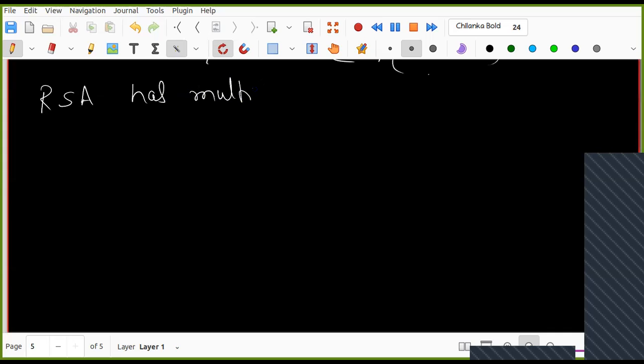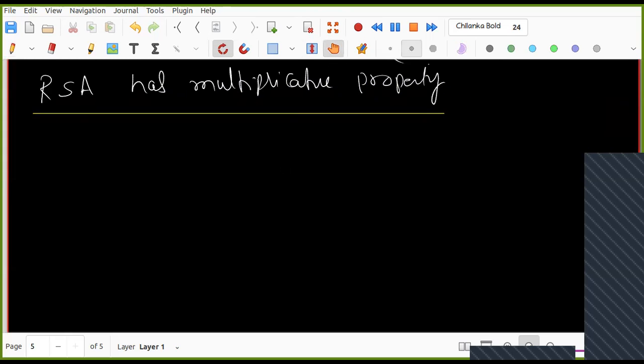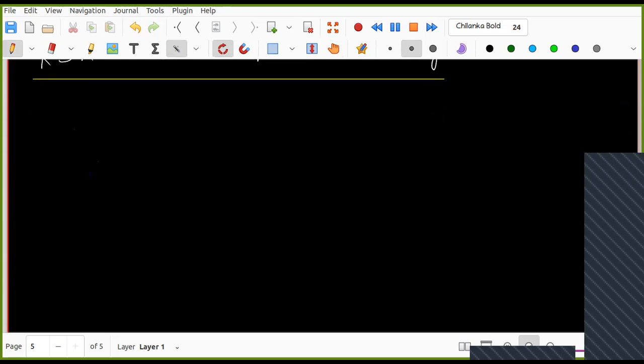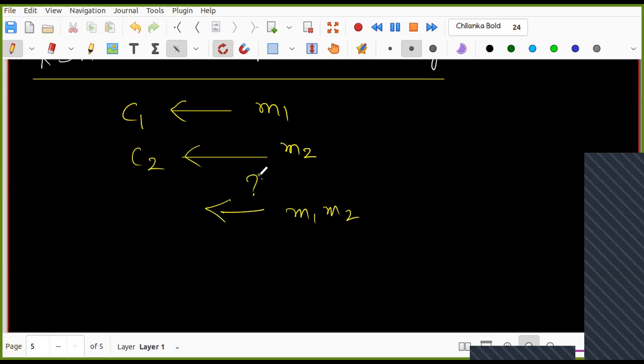Any questions? RSA has the multiplicative property. What is that? Multiplicative property means you have C1, a ciphertext corresponding to M1, and C2, a ciphertext corresponding to M2. Can you tell me what the ciphertext corresponding to M1 M2 is? That is the question.